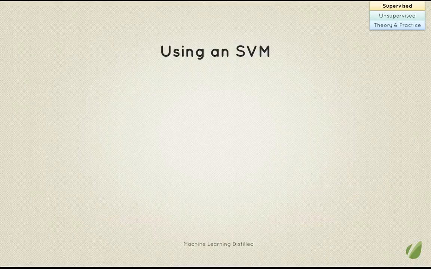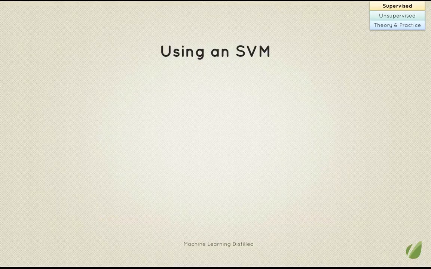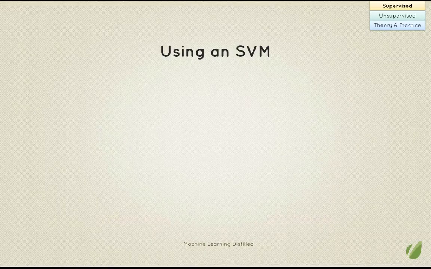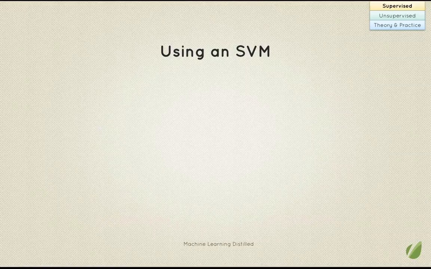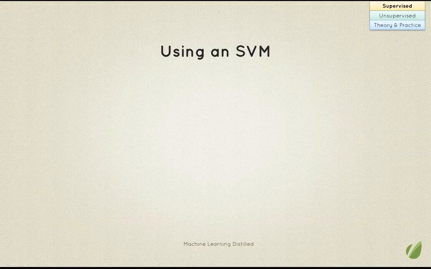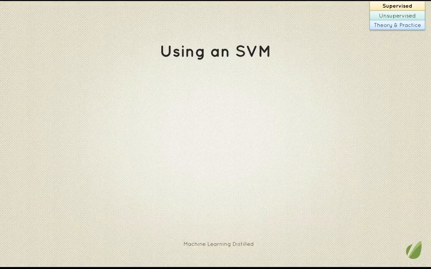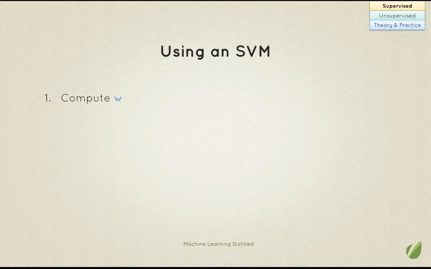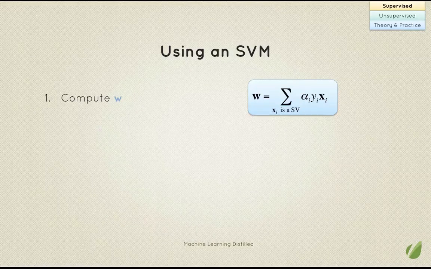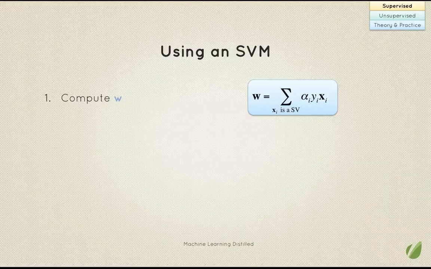Once we have the alphas, how do we use an SVM? Well, the result is most of the alphas will be 0, and any alpha that is 0 means that the corresponding training instance is not a support vector. Only the support vectors will contribute to the weights, since all the non-support vectors have alphas of 0. First, we compute the weight vector, and we compute it as the product of alpha sub i, the output, and the input vector x. We only have to do this for the training instances that are support vectors, that is, that have an alpha greater than 0.